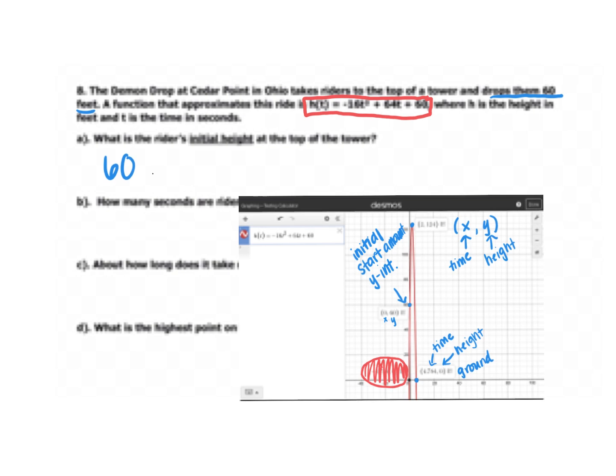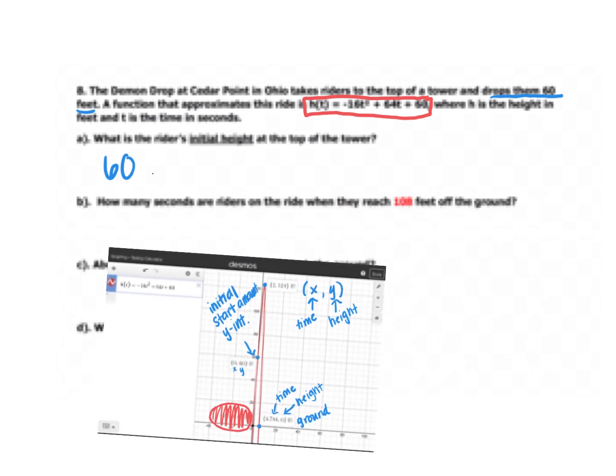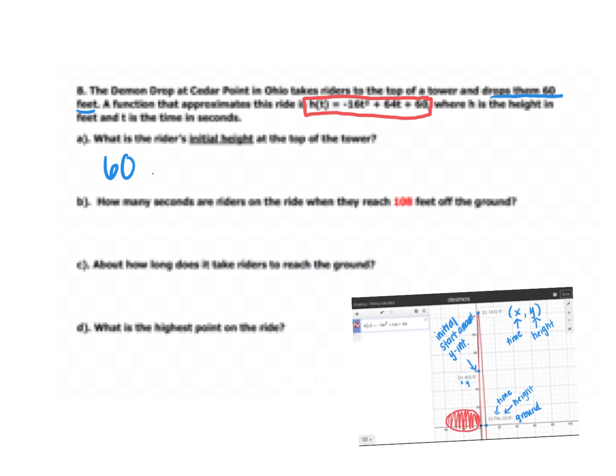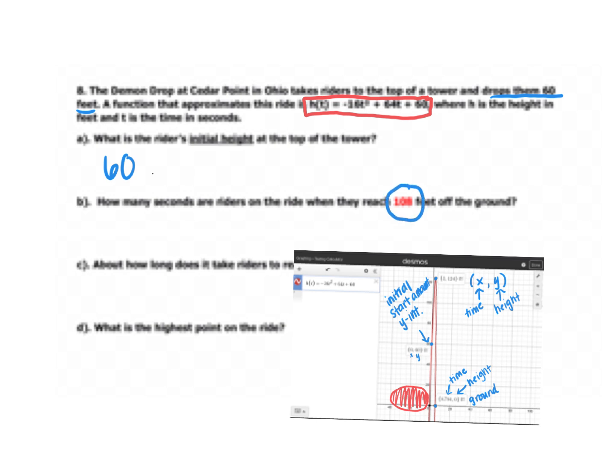Okay, now let's look at question number 2. Question number 2 says, how many seconds are the riders on the ride when they reach 108 feet? Okay, 108 feet is something that is new. We didn't have that in our graph. I'm going to come back to that one.